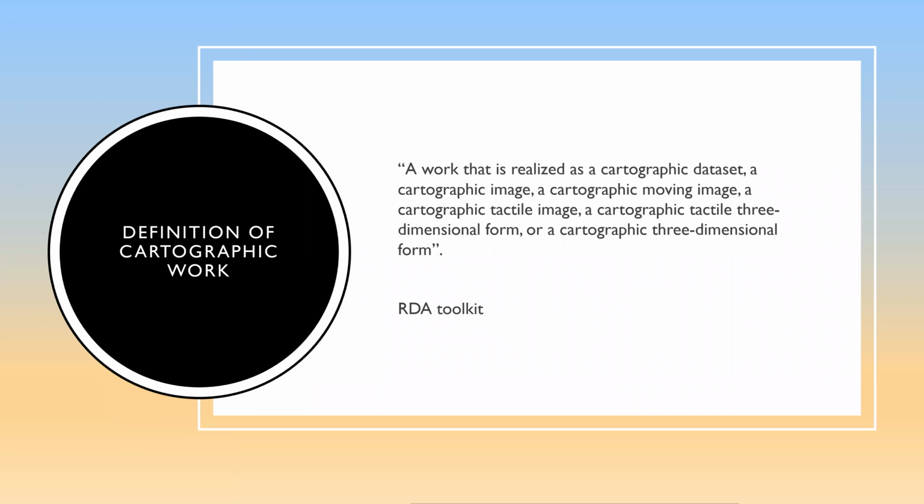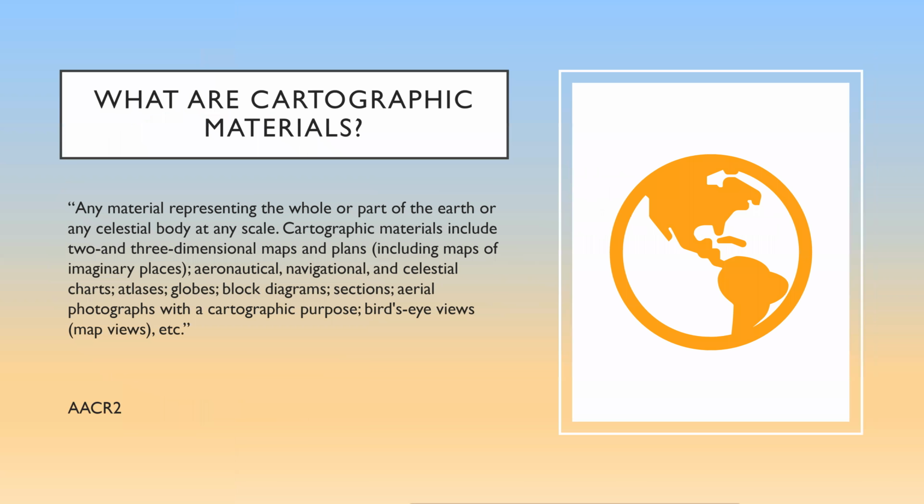So this is the definition of cartographic work from the RDA toolkit, which I think is a little bit academic. It says a work that is realized as a cartographic data set, a cartographic image, a cartographic moving image, a cartographic tactile image, a cartographic tactile three-dimensional form, or a cartographic three-dimensional form. So we have the RDA definition of cartographic material, and it gives us a broader description of cartographic material, allowing for imaginary places and a broader description of the categories of cartographic materials.